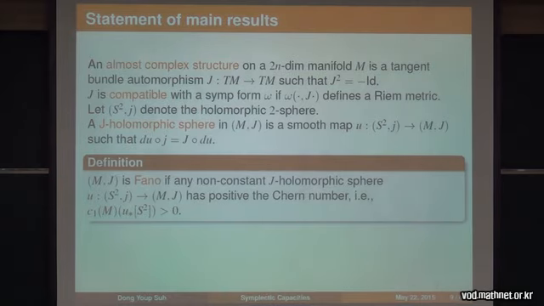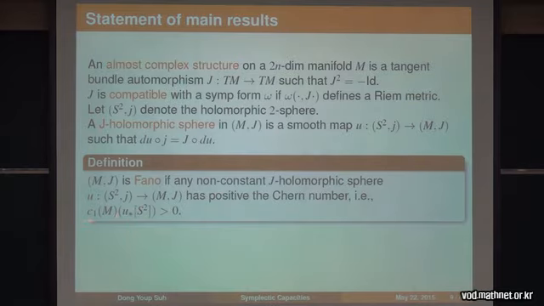An almost complex manifold (M, J) is Fano if any non-constant J-holomorphic sphere has a positive Chern number, i.e., that means this Chern number is positive.